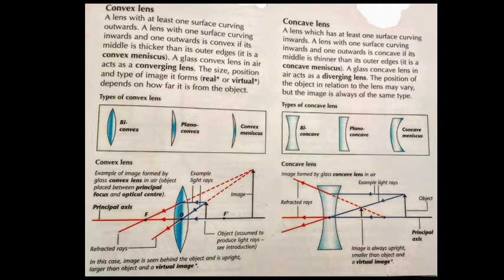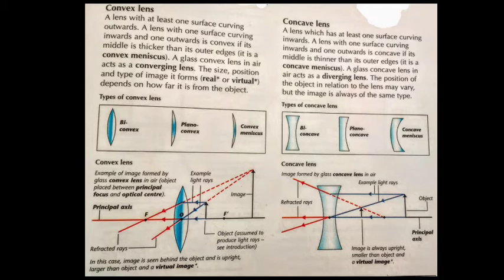Now, concave lens: a lens which has at least one surface curving inward. A lens with one surface curving inward and one outward is concave if its middle is thinner than its outer edge. So, it is a concave meniscus. A glass concave lens in air acts as a diverging lens. The position of the object in relation to the lens may vary, but the image is always of the same type.